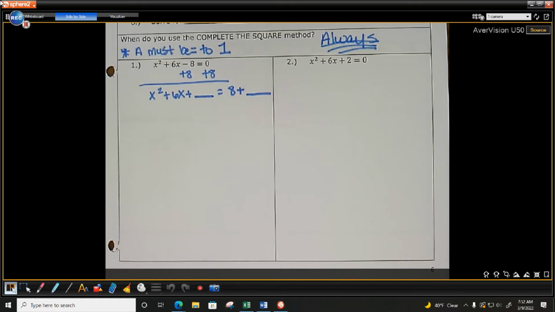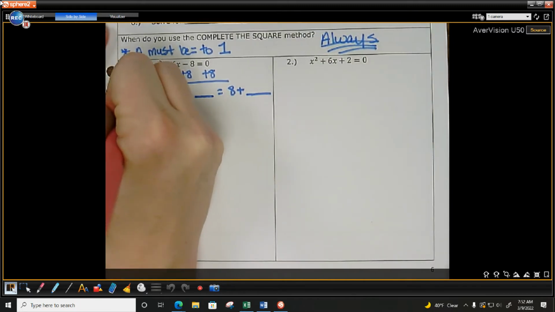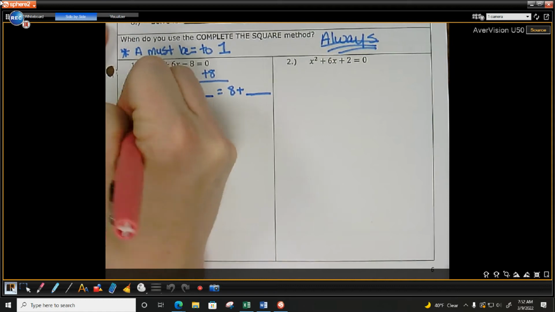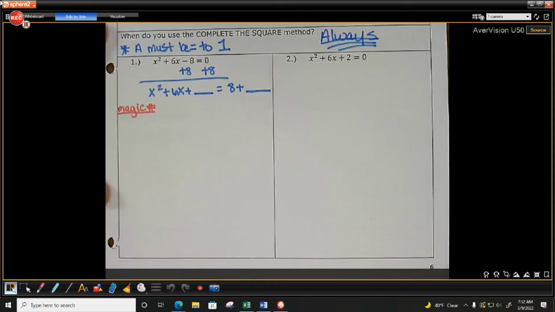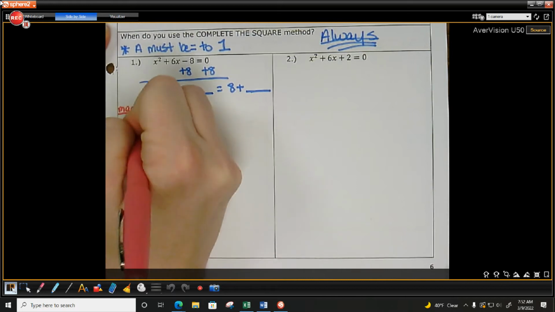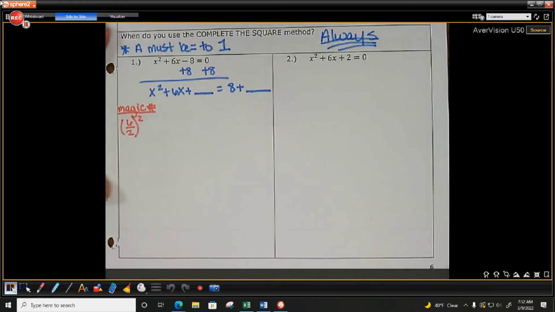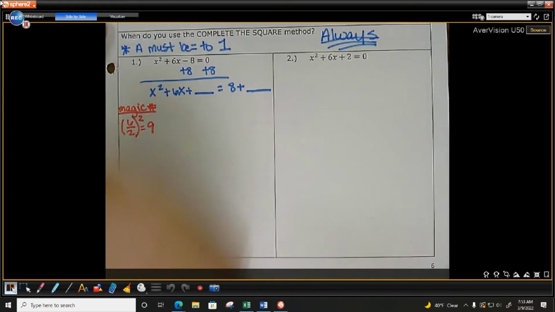Okay. Step 2 says find the magic number, b over 2 squared. So over to the side, I'm going to write magic number. What's my b? 6 over 2 squared. So what's 6 divided by 2? Squared? 9. So this is 9. Then I'm going to add that number to both sides. That's what's going in the plus blanks.